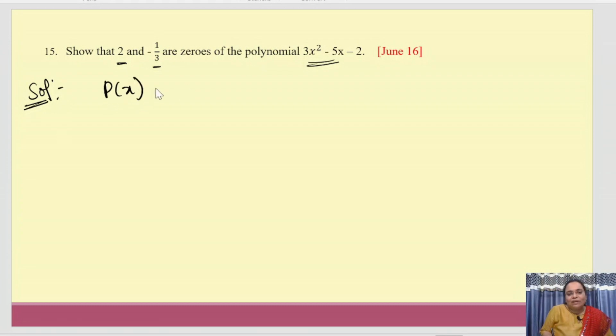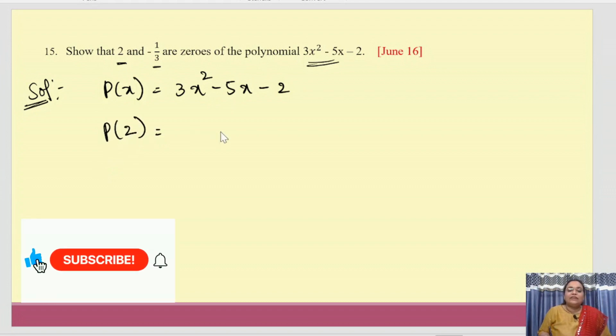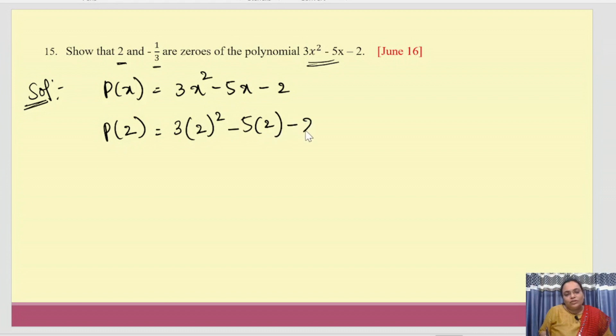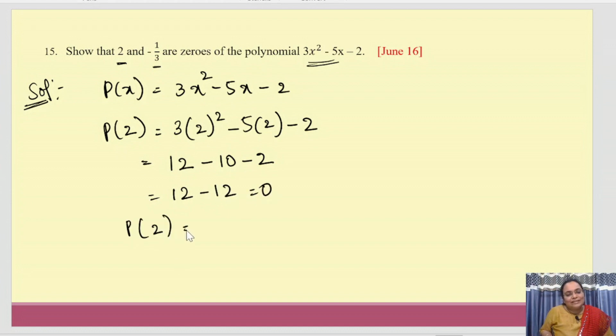So p of x, the given polynomial, is 3x square minus 5x minus 2. First let us substitute x is equal to 2 and see if we are getting 0. So, you will get 3 of 2 square minus 5 of 2 minus 2. This is 4. 3 into 4 is 12 minus 10 minus 2. You will get 12 minus 12 is equal to 0. So you have got p of 2 is equal to 0. So we can say 2 is the zero of this given polynomial.